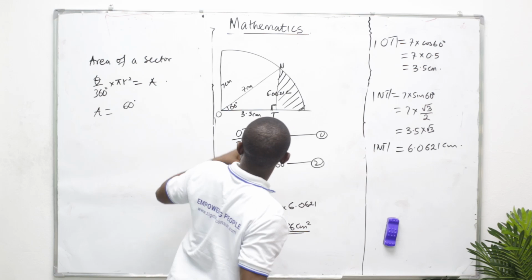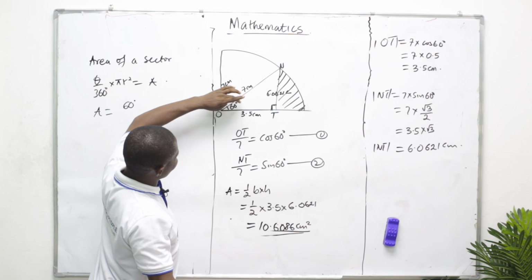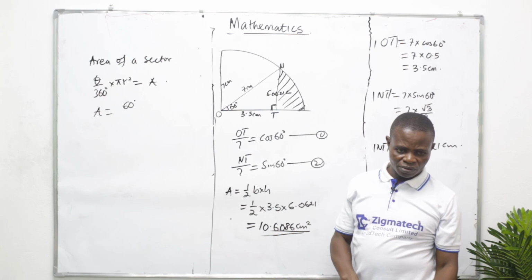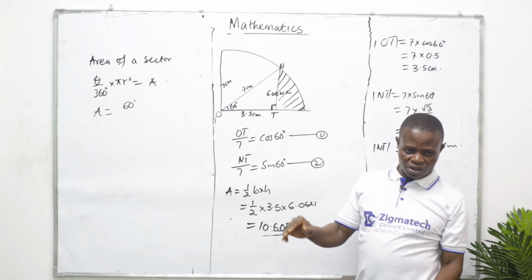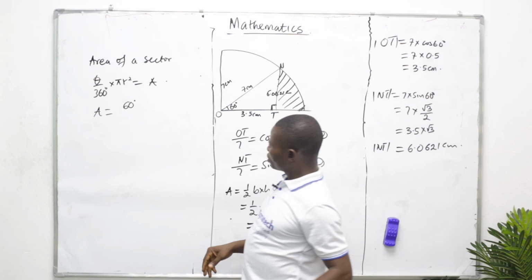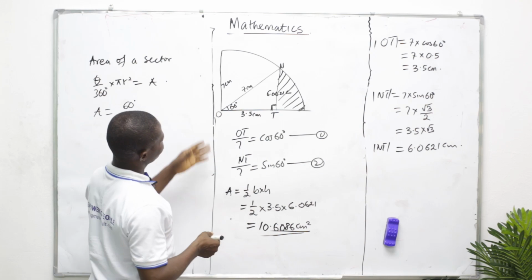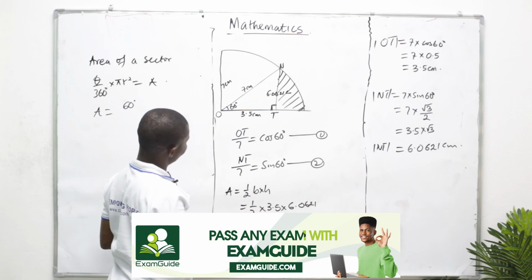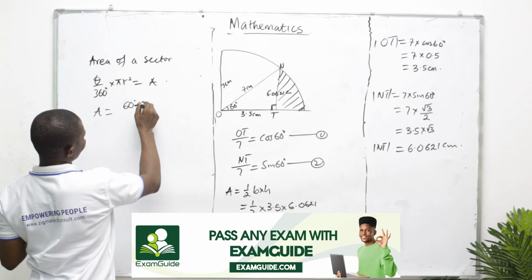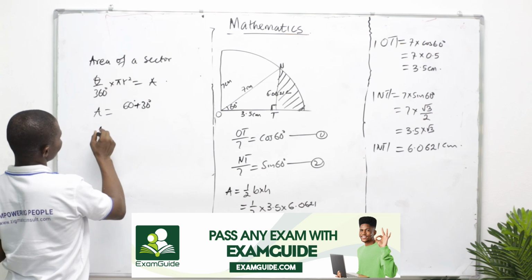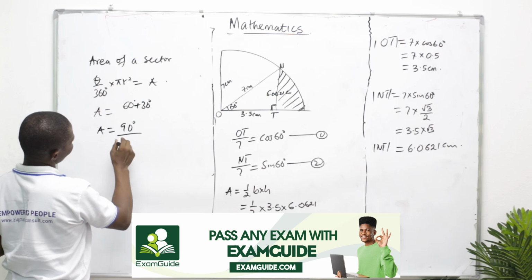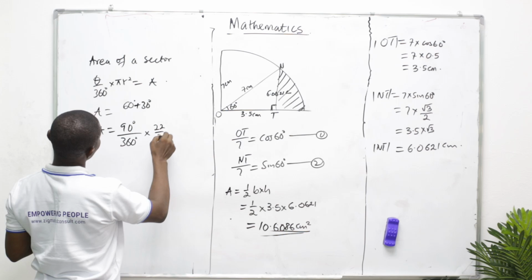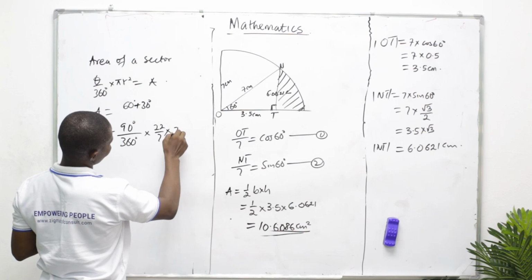Watch this. This sector, is it the full angle? That's the wisdom we need to apply now. This is straight. This is also straight. Is it only 60 degree we're going to use? See the sector here, like this. So what's the total angle? That plus 30 now. So A equals 90 degree all over 360 times 22 over 7 times r square, which is 7 square.